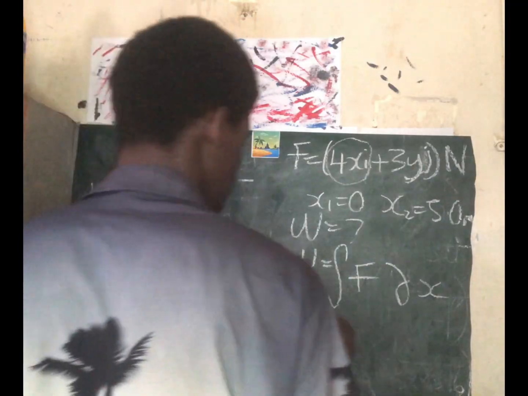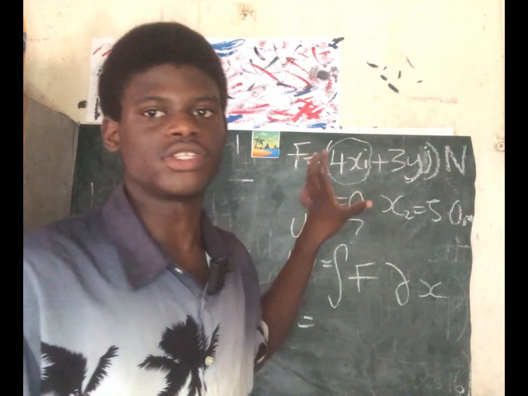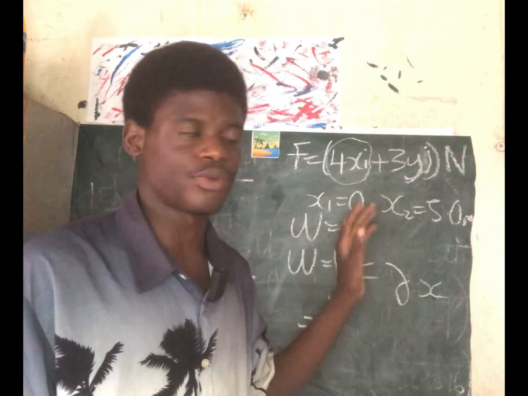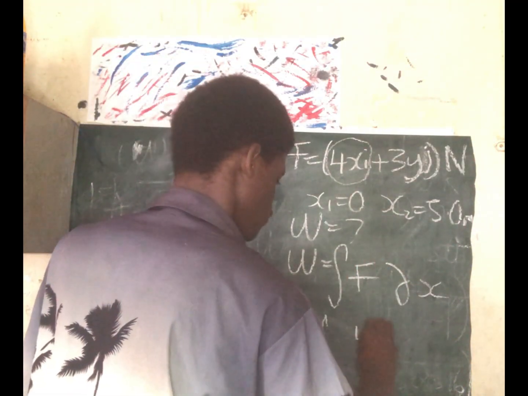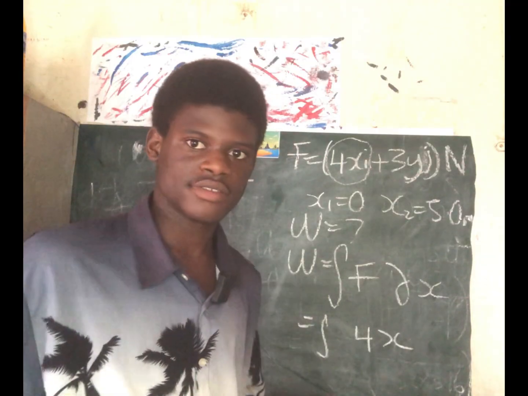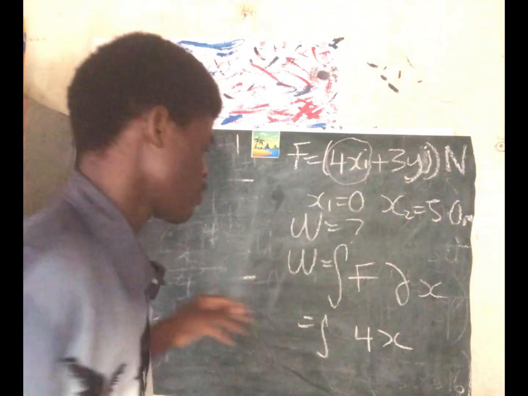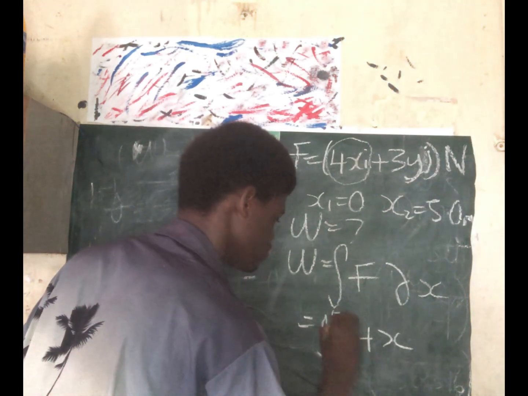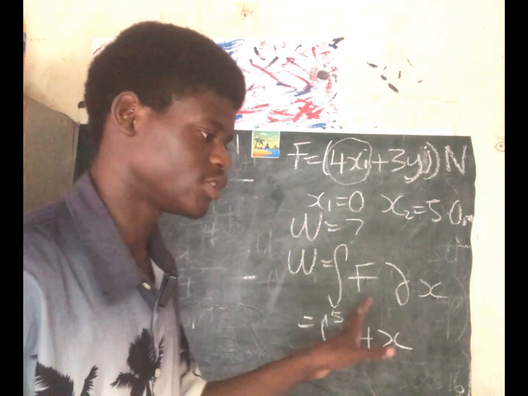Now they say you should integrate this. Since they're asking us for the x component of the object, just ignore the y. So we are going to integrate 4x, because of course 4x is here, when it moves from 5 meters to 0 meters. Now just watch closely how I'm going to integrate this.